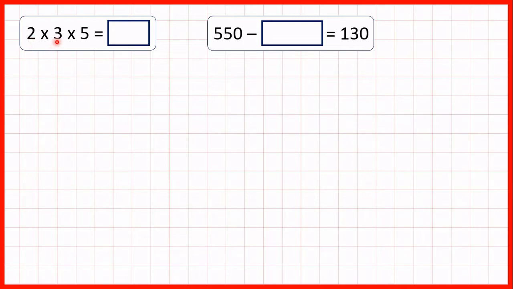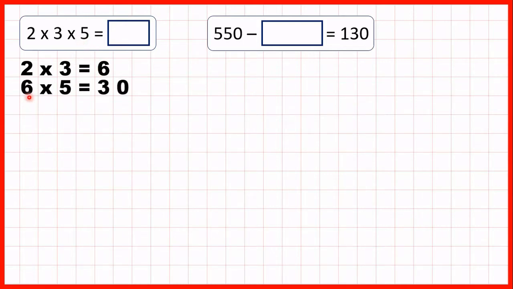Now 2 times 3 times 5. So 2 times 3, 2 lots of 3 is 6. And then we need to do that number, so we need to do 6 times 5. And 6 times 5 is 30.